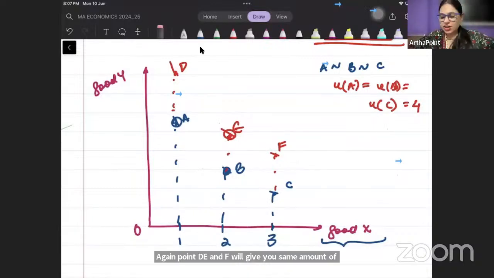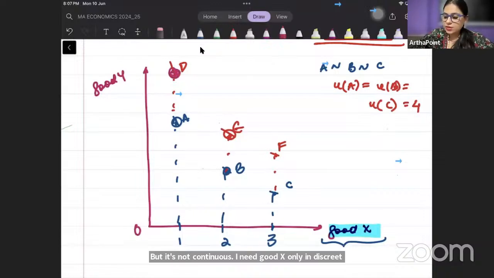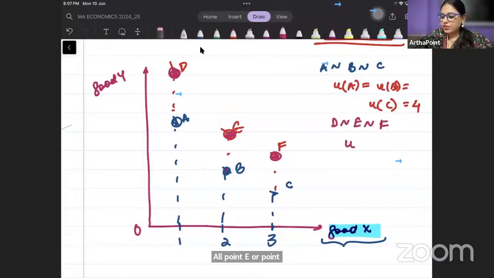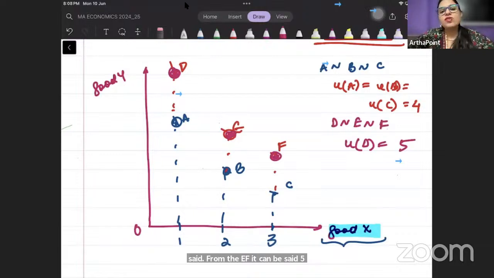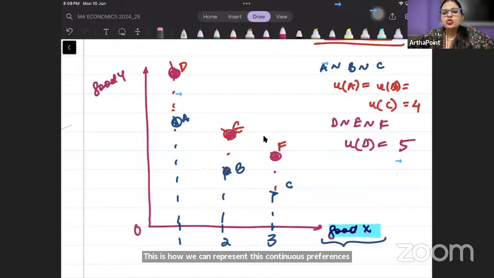But it's not continuous. I need good X only in discrete amounts. So either I will be on point D or point E or point F. D, E, F are indifferent. The utility from D, E, F can be, say, 5. This is how we can represent discontinuous preferences. Discrete goods are those goods which can only be consumed in fixed quantities. They cannot have any decimals.